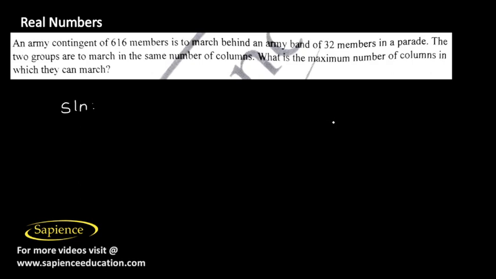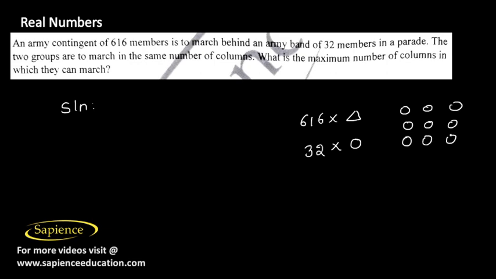So in this question, it is asked there are two sets of people, two groups of people. Let us represent these 616 army members with this symbol and the 32 army band members as a circle. What this question says is we need to arrange these two groups in an equal number of columns. For example, if we are dividing them into 3 columns, the army band will be in columns of 3 people, and behind them the army people should also be in columns of 3 only.